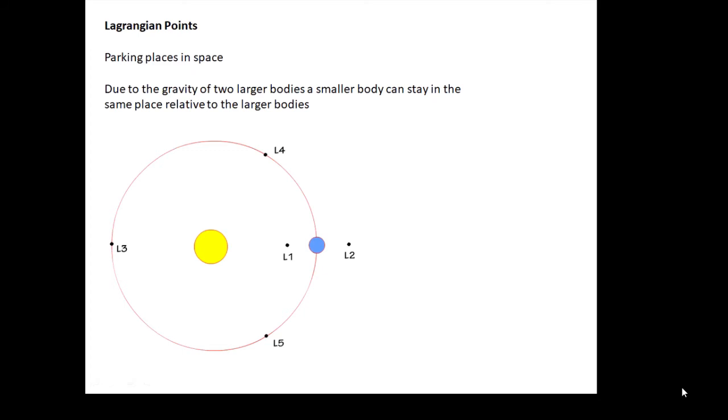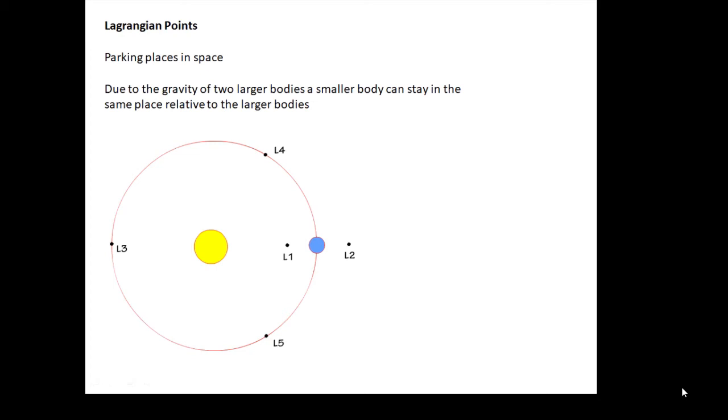Lagrangian points. What's a Lagrangian point? They are parking places in space. There are some very special places. If you look at the orbit of the Earth around the Sun, there are the Lagrangian points L1, L2, L3, L4 and L5, and let's just look at L1.